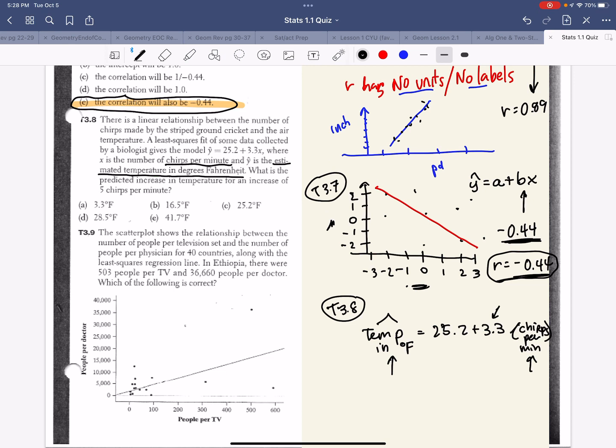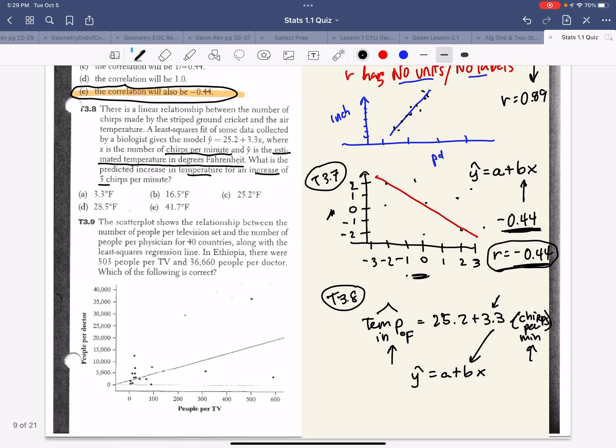What is the predicted increase in temp for an increase of 5 chirps? So the slope here is that. And what is the slope? Well, the slope is the change in Y over 1 change of X. So 1 additional chirp per minute.